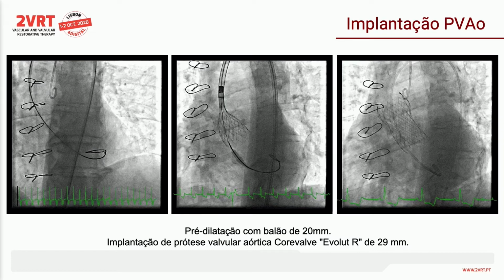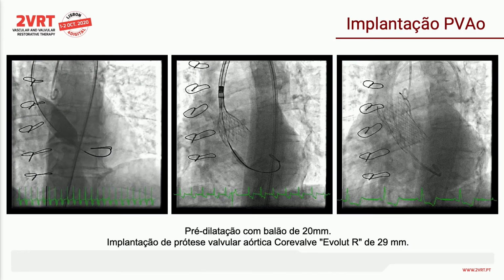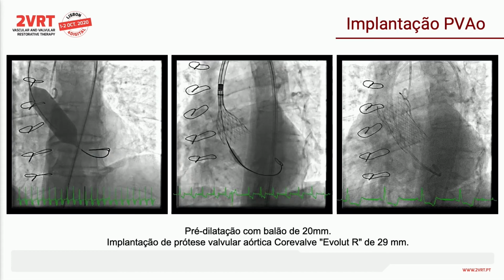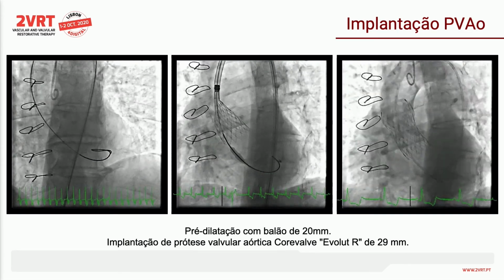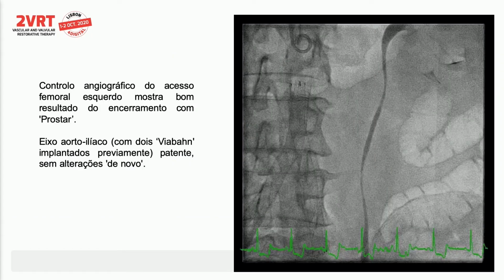All the rest of the implantation of the valve was uneventful. So we pre-dilated with a 20 millimeter balloon, and we implanted a CoreValve Evolut R of 29 millimeters with good angiographic and hemodynamic result in the end. We have here the pre-implantation and the valve already implanted inside.